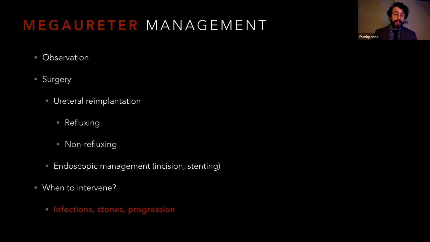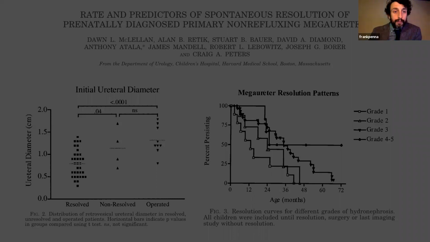Obviously, if it's a non-refluxing, non-obstructive megaureter, we can watch those kids. But surgically speaking, you can reimplant the ureter and redo the connection between the ureter and the bladder for both refluxing and non-refluxing. You can also manage it endoscopically with cameras. But really the reason to intervene is if the kid's having infections, stones, or worsening of that swelling.